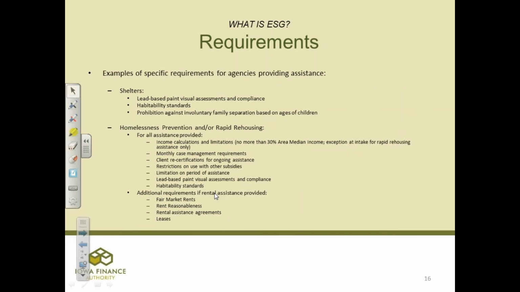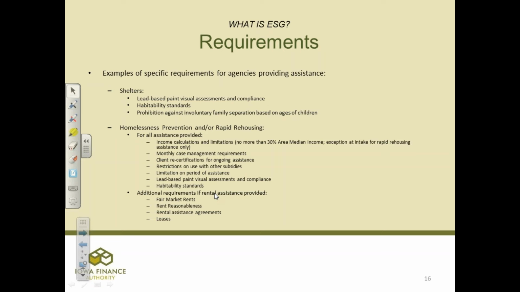All right. So we'll just very, very briefly touch on some of those requirements, and again, you can find more information elsewhere. So shelters, you're going to want to be aware there are requirements for lead-based paint visual assessments and compliance. There are habitability standards. There is a prohibition against involuntary family separation based on the ages of children. So for example, you can't say we serve children in our shelter, but not males over the age of 13, which we used to see. I don't think we see that too much anymore in Iowa, but that's not allowed under federal rule.